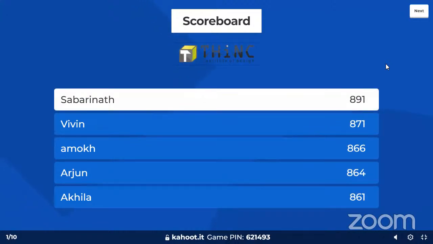Shabridan with 891 points tops the table. Vivian with 871 points is second. Amok with 866 points is third. Arjun with 864 points is fourth. Akhila with 861 points is on the fifth position. We have just started. So Shabrinath, Vivina, Amok, Arjun and Akhila lead the scoreboard after the first question. Without any delay, we can move on to the next question.